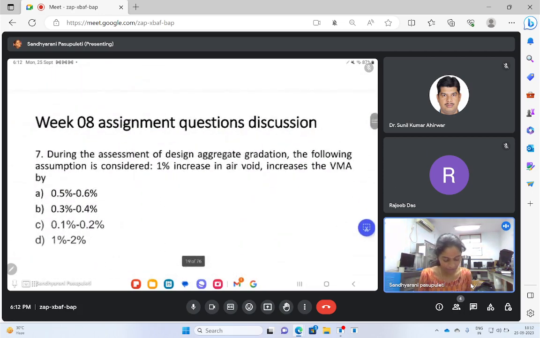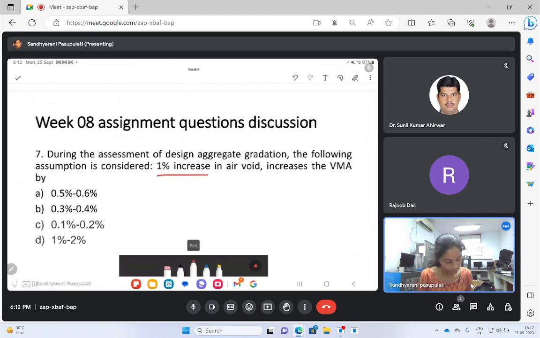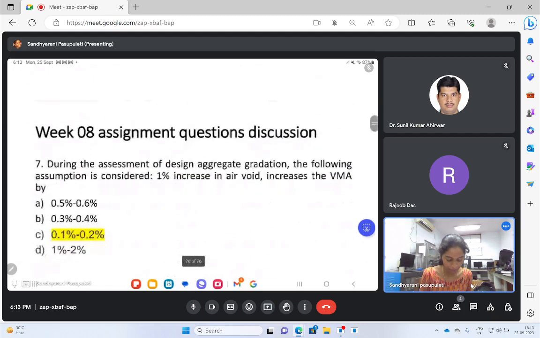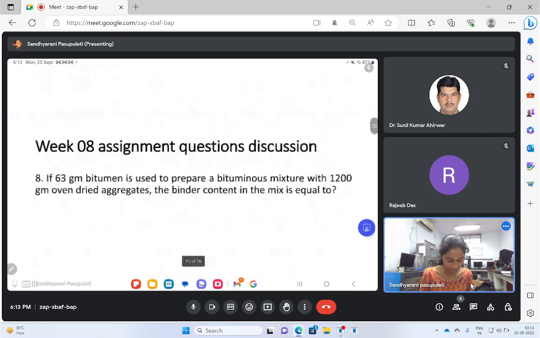And this question was elaborately discussed in the video. During the assessment of design aggregate gradation, the following assumption is considered. Whenever there is an increase of 1% in the air void, how much will be the increase in the VMA percentage? This has been discussed in detail with one example in the previous live session also. It would be 0.1 to 0.2%.